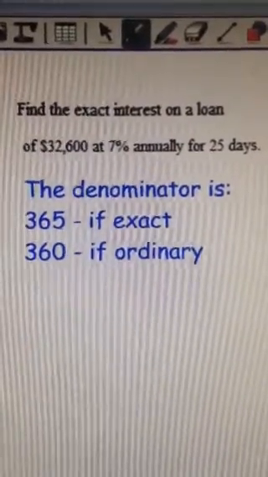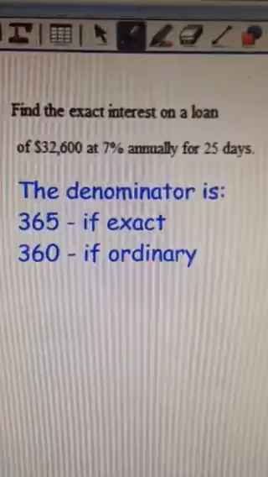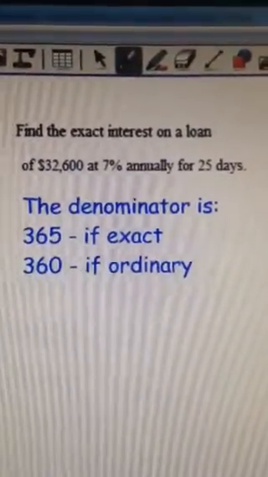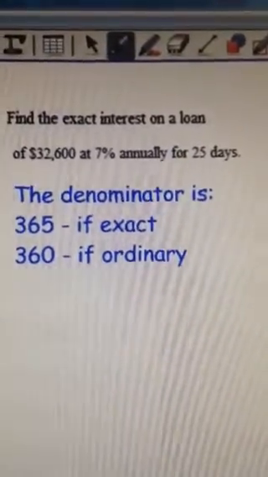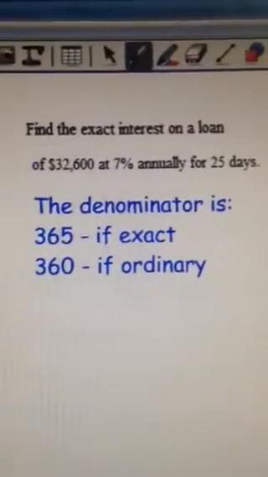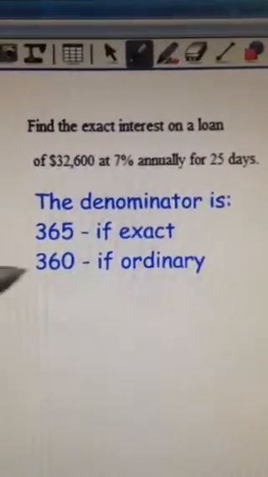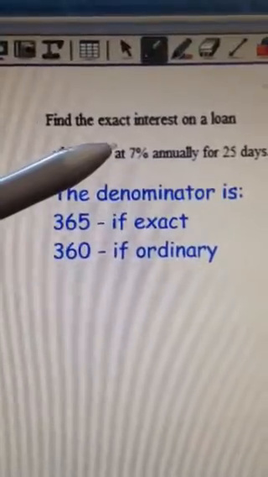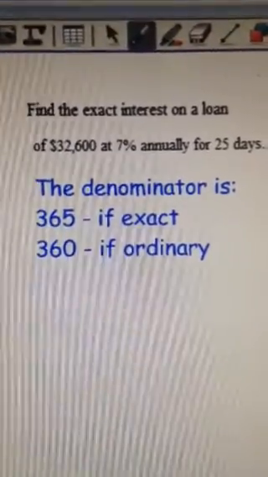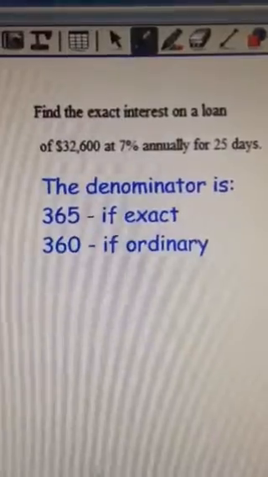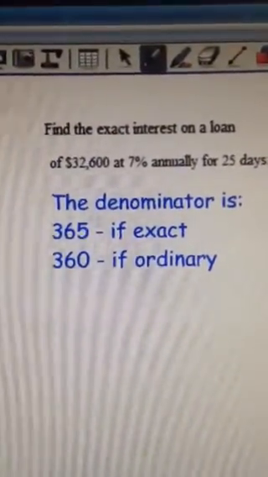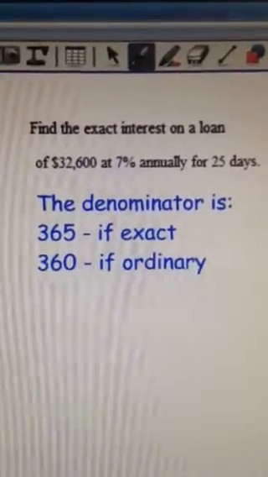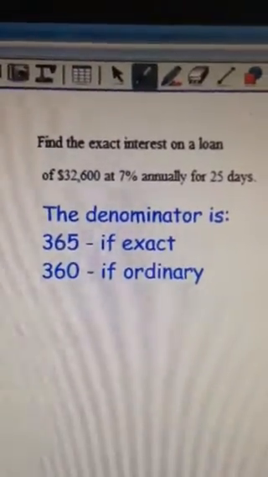Other types of simple interest that you would need to find include exact interest and ordinary interest. Let's look at the first example. Before we do, when you're talking about exact interest and ordinary interest, we use the same simple interest formula. I is equal to principal times rate times time. The only difference is that time is in terms of days, not years.